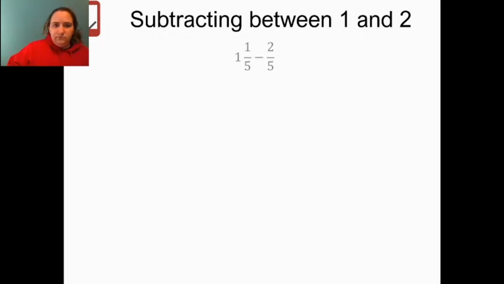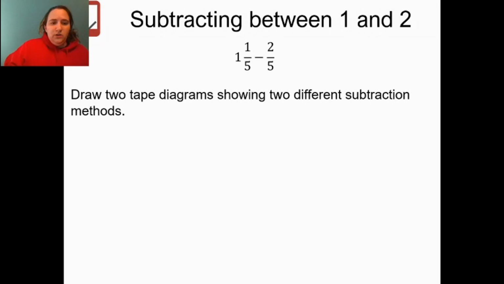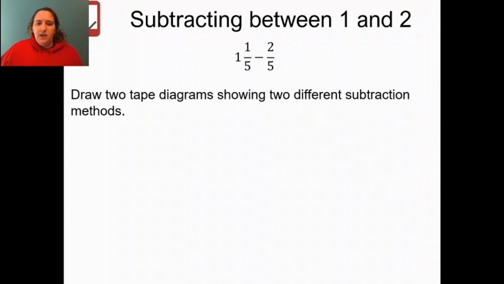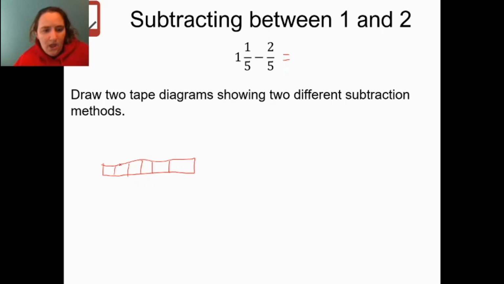Okay, so now we're going to be subtracting between 1 and 2. So we're going to draw two tape diagrams showing two different subtraction methods. Okay. So we have 1 1/5 minus 2/5. So the first thing we can do is draw out a tape diagram here of 1, 2, 3, 4, 5. All right, and that's a little too big, but oh well.